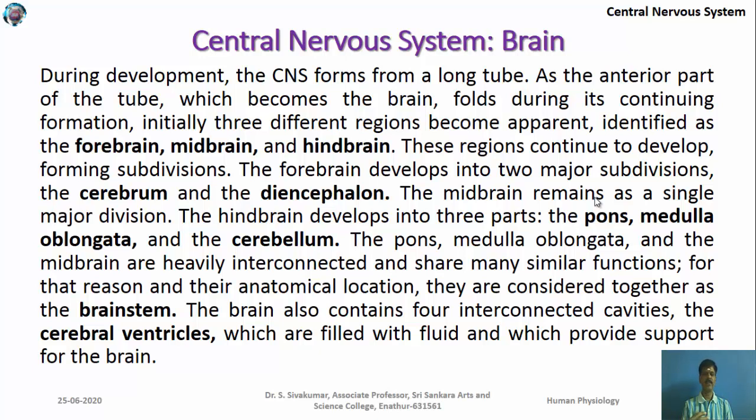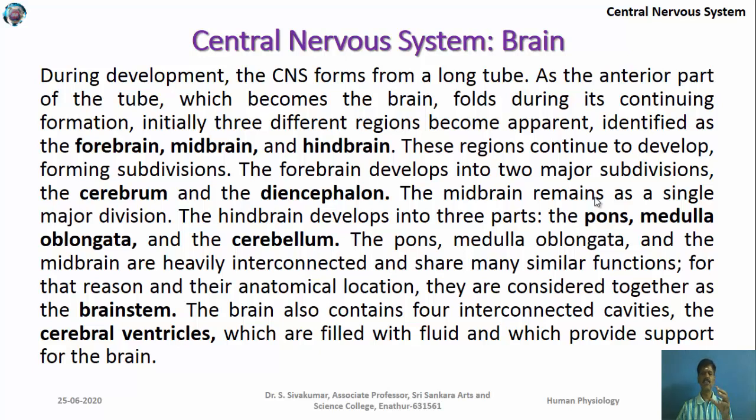The brain actually develops from the neural tube during development. It is the anterior part of the neural tube which develops as the brain. And you can say there are three important parts of the brain: forebrain, midbrain, and hindbrain. The forebrain comprises the cerebrum and diencephalon. The midbrain remains as a single unit, whereas the hindbrain consists of the pons, medulla oblongata, and the cerebellum. So this is the composition of the brain.